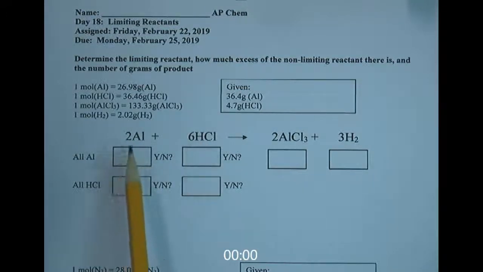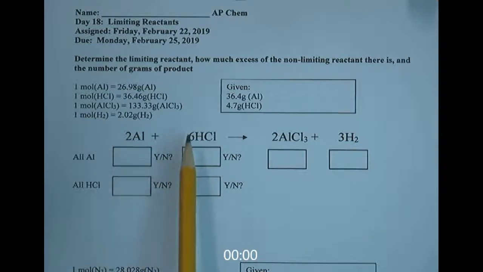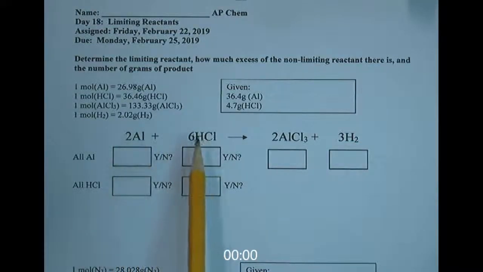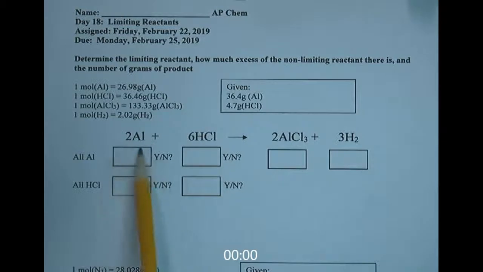So if this number were 10, this number would have to be 30. If this number for aluminum was 60, then the number for hydrochloric acid would have to be 3 times that, or 180. So that's what this relationship is saying. It's the ratio of how many moles of each chemical you need to make this reaction work.